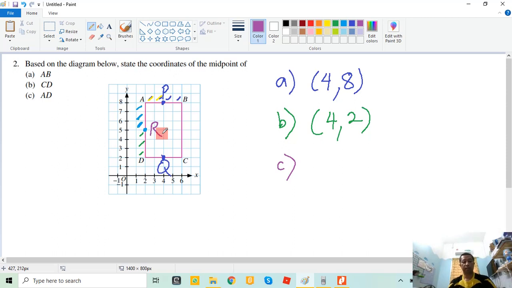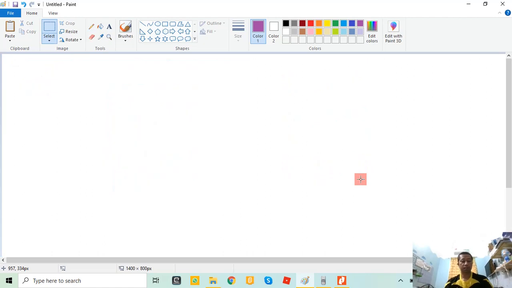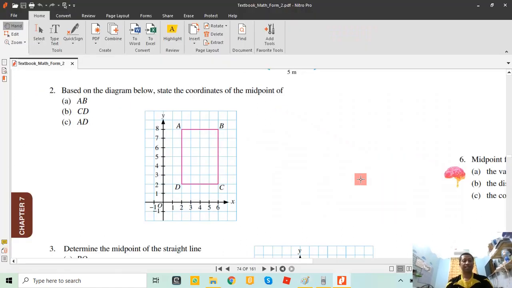So we want to write the coordinate for R. What is the coordinate? Refer to the x-axis. X is 2, and then refer to the y-axis. Y is 5. So this is the coordinate for the midpoint. Okay. So we complete question 2. Now we go to question 3.